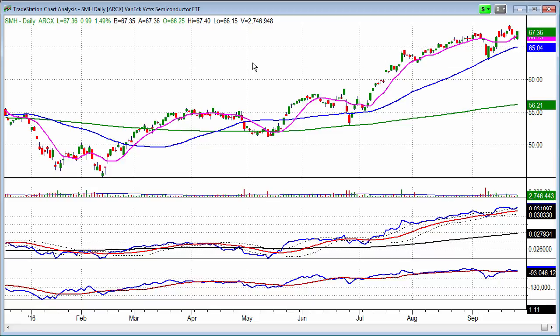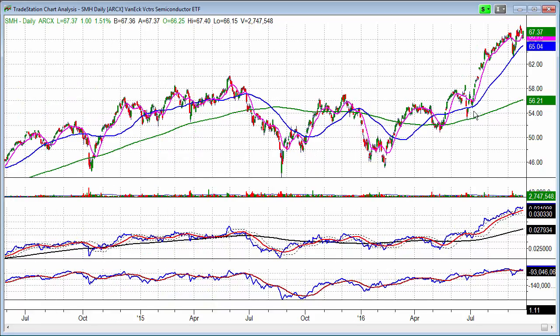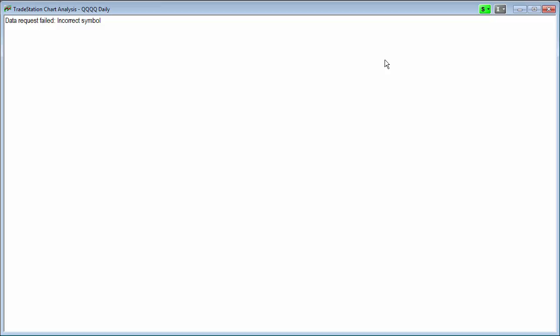And now a different example of leadership, because this one is actually breaking out right to new highs, stronger than the overall market. If we were to look at the Qs, much stronger than the overall market if we look at it on a longer term basis. For example, let's just take a look at the Qs, right?